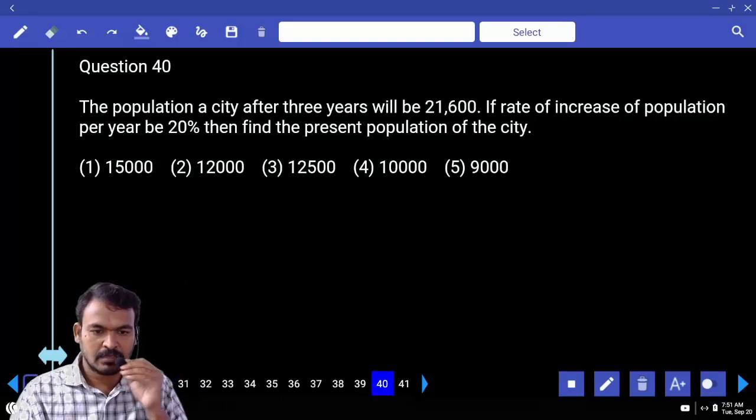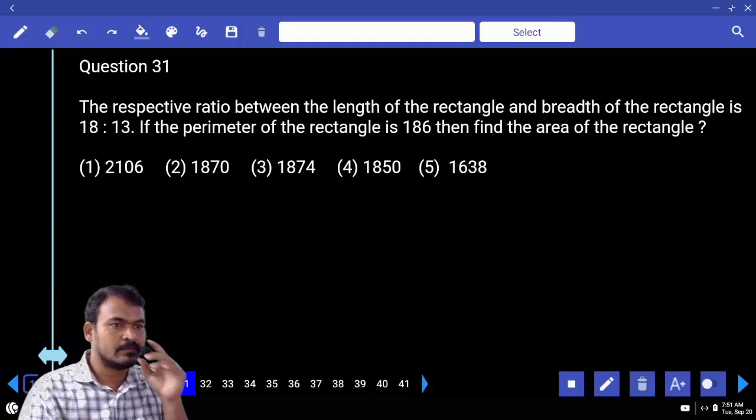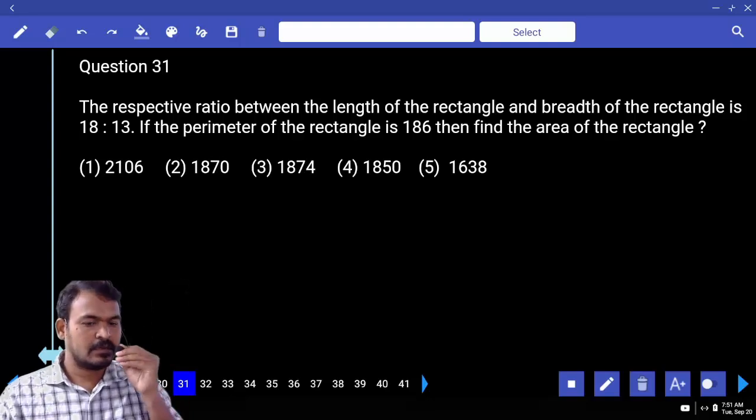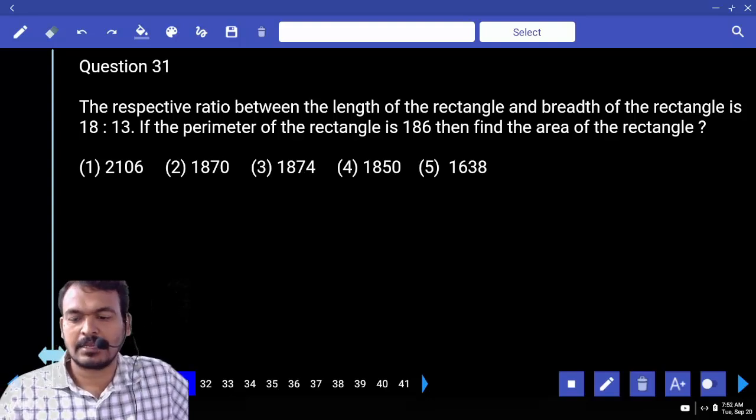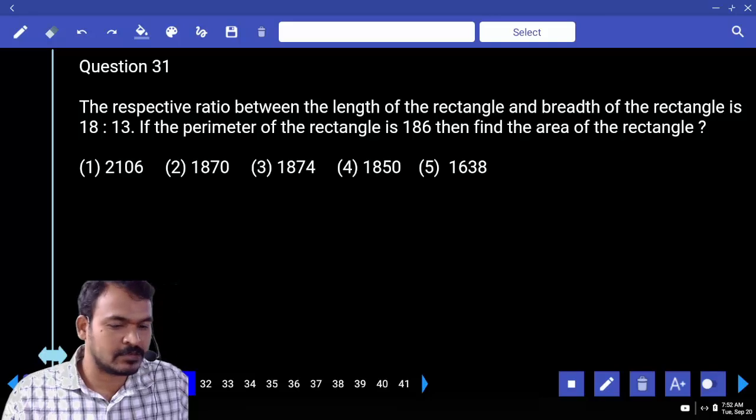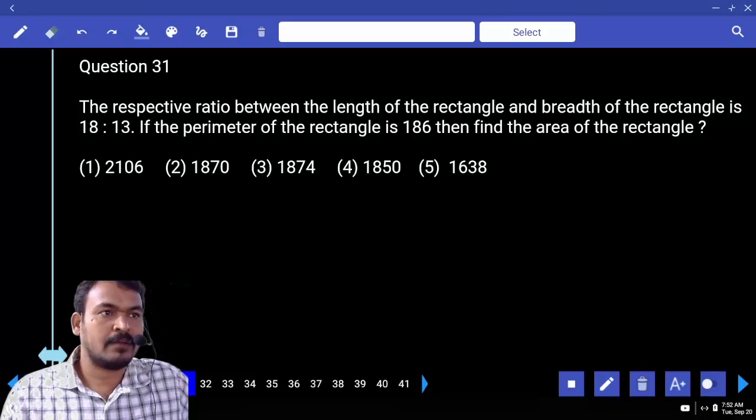Questions 31 to 40, arithmetic. Okay, what is the first one? The respective ratio between the length of the rectangle and the breadth of the rectangle is 18:13. If the perimeter of the rectangle is 186 meters, then find the area of the rectangle.